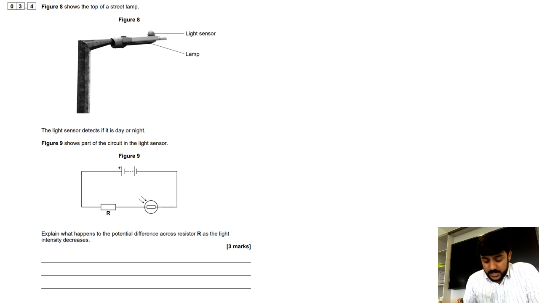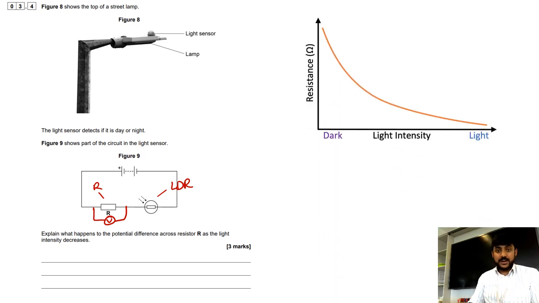The light sensor detects if it's day or night, and figure 9 shows part of the circuit in the light sensor. So in figure 9 there is the LDR, and this is the resistor that they're talking about, resistor R, because it says explain what happens to the potential difference, the voltage, across the resistor R when the light intensity decreases. So light intensity decreasing for an LDR, this is the graph that should come to mind.